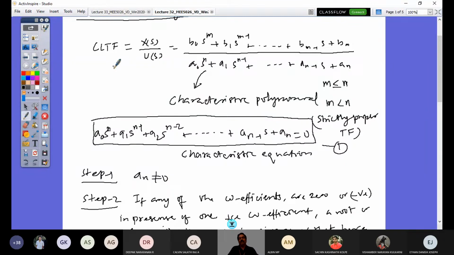Sometimes students do have such doubt. So this is your closed loop transfer function, or output-input relation, which is a simplified version of your closed loop design system. So what was that we have seen?